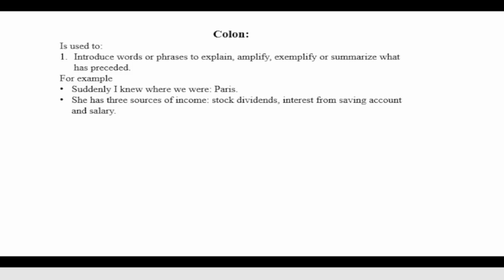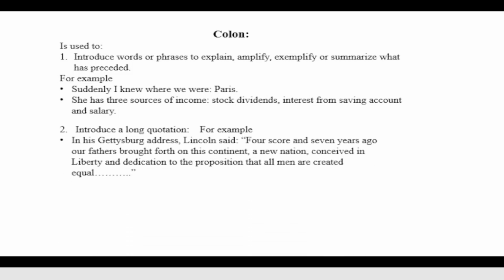Colon is used to 1. Introduce words or phrases to explain, amplify, exemplify, or summarize what has preceded. For example, suddenly I knew where we were: Paris. She has 3 sources of income: stock dividends, interest from saving account and salary.